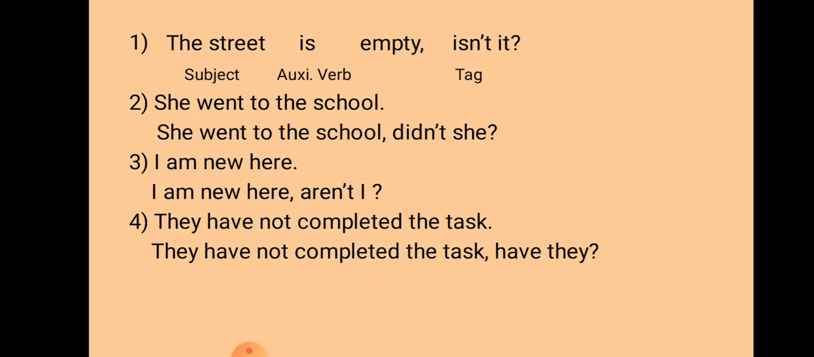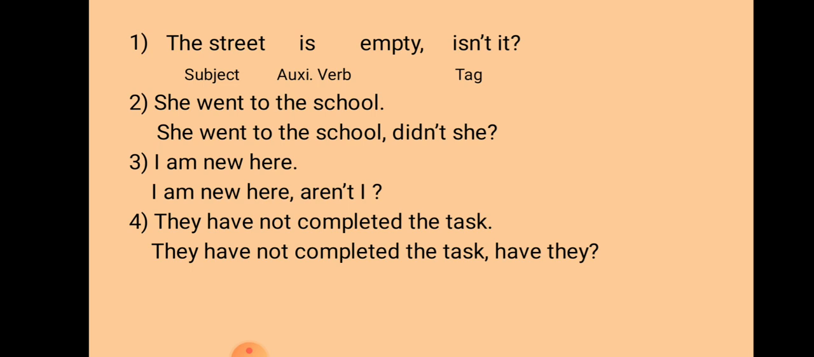So here are some examples. The street is empty. So here the street is subject, is is the auxiliary verb, and here it is affirmative, so the tag will be negative. So, isn't it? She went to the school. She went to the school, didn't she? Here went is simple past and that's why we have used did as the auxiliary verb.